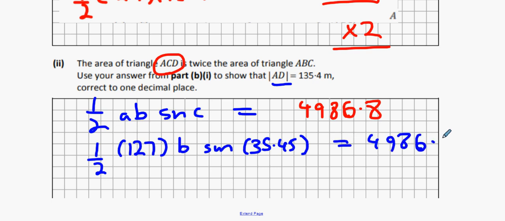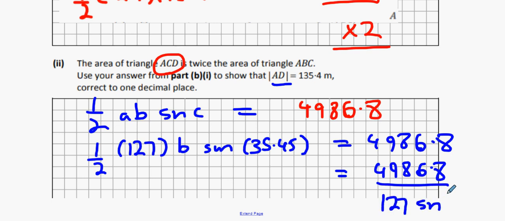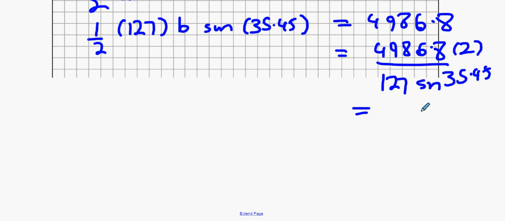So, what does that mean then? What does it mean, guys? Peter, any idea? Alright. First of all, divided by 127 and divided by sine 35.45. And on the top, multiply by 2. And your answer will be 135.4 meters. Alrighty. Stop there for a second.